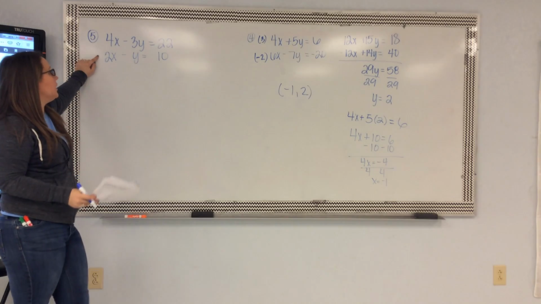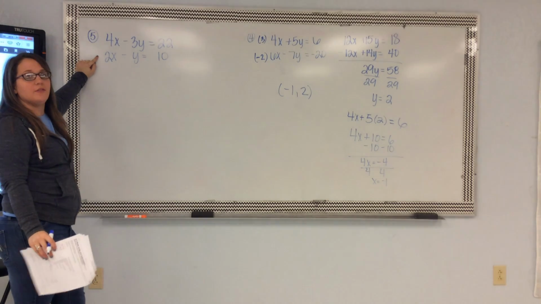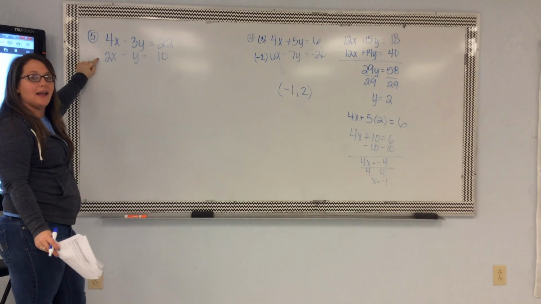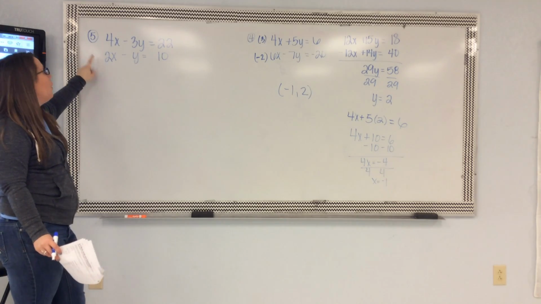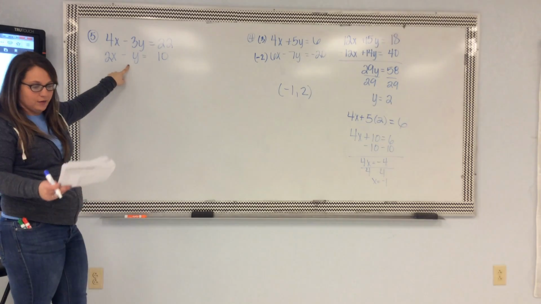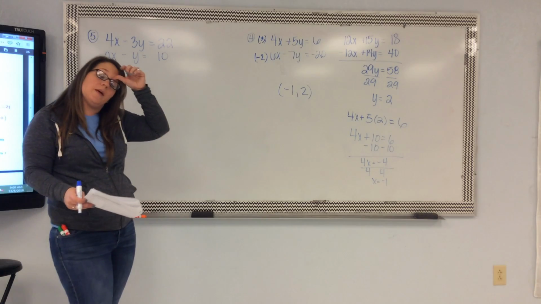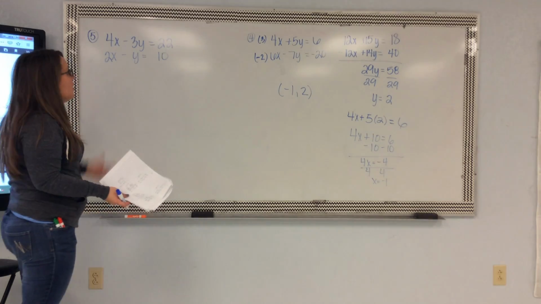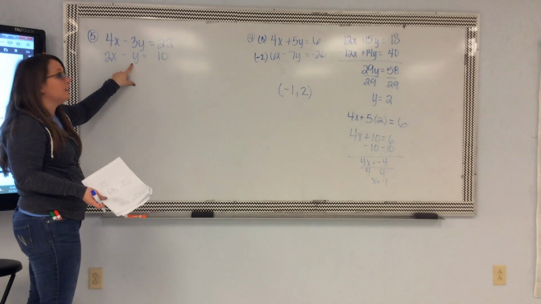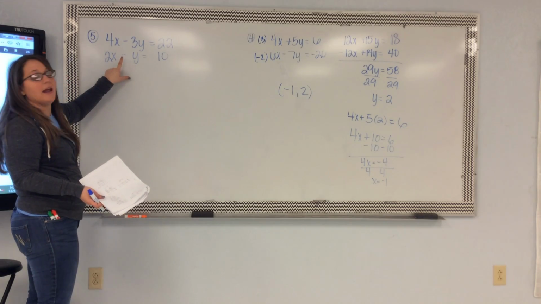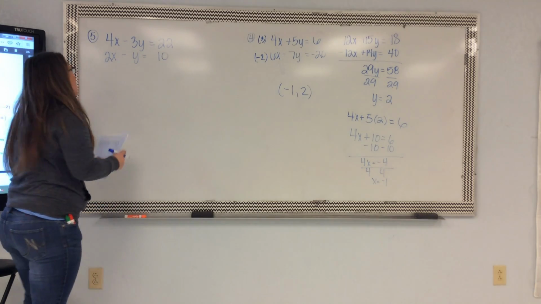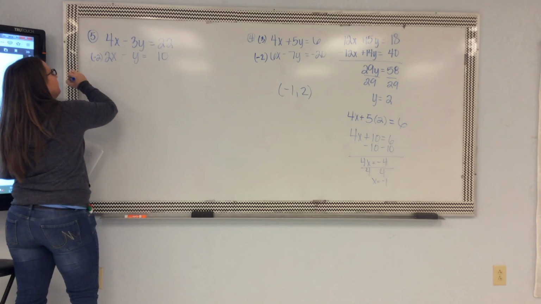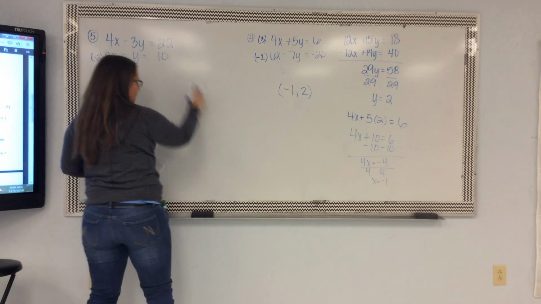Alright, I have a 4 and a 2 here. There's a couple different things I could do. I can multiply this through by a negative 2 to cancel out my x's, or I can multiply this through by a 3 to cancel out my y's. I'm going to go ahead and just multiply through by a negative 2 and get rid of the x's, but you could have multiplied through by a 3, but you would have added a negative 3 to make it positive. So I'm just going to go ahead and say negative 2. So that becomes my new problem.